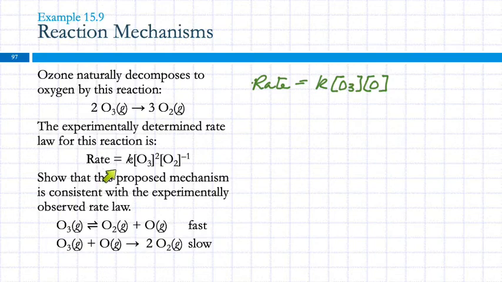But this is the actual rate law. Our predicted rate law here has O in it. Oxygen atoms don't show up in the overall equation, and so we've got to express the oxygen atom concentration in terms of something else. So we're going to look at this fast reaction and say, well, that's fast. We're going to assume that's going to be at equilibrium.